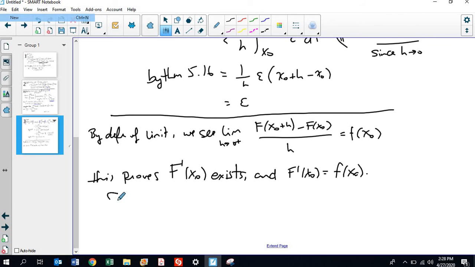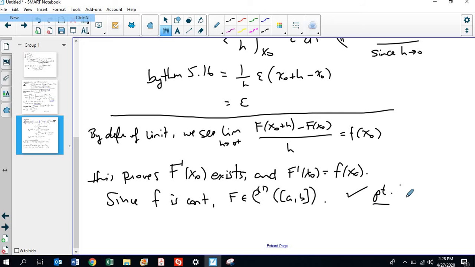And then since f is given to be continuous, big F is in big C1 of AB. And that's the proof of part 1. Okay, little QED, half QED for 1 anyway.